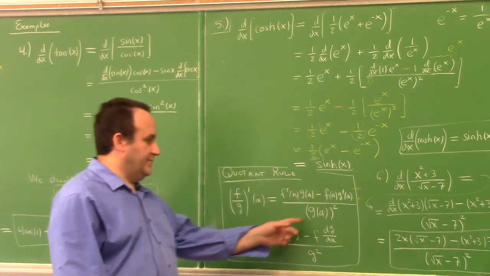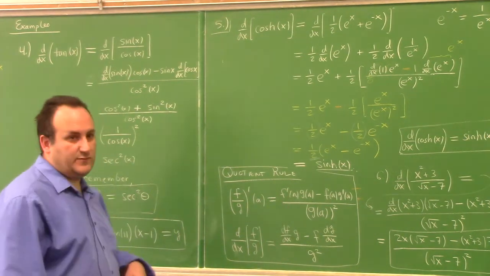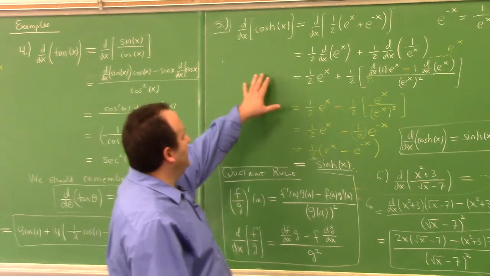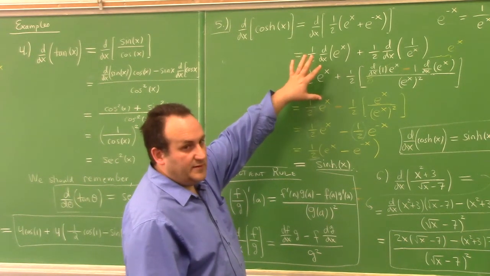Yeah, use the quotient rule. I just want to make sure. Yep, these examples 4, 5, and 6 all use the quotient rule. Part of 5 was just linearity of the derivative and pulling the half out, you know.